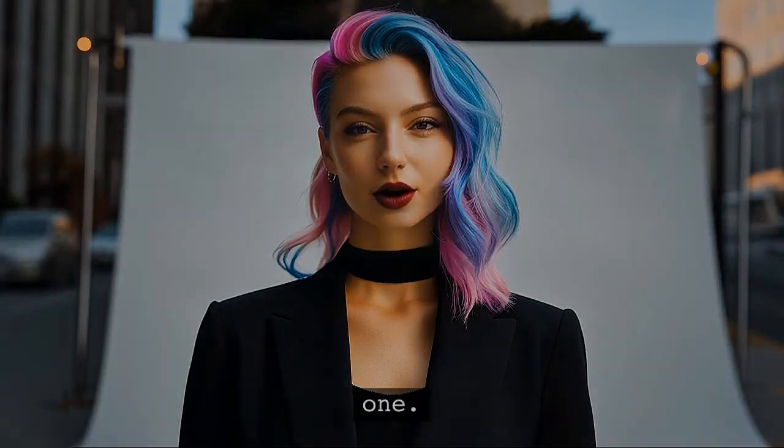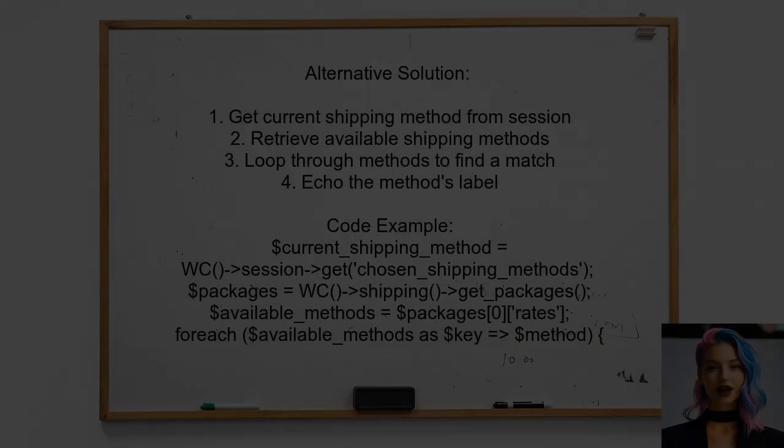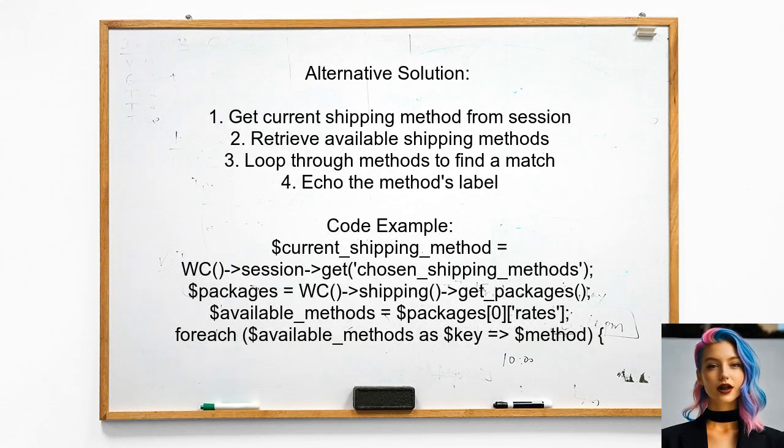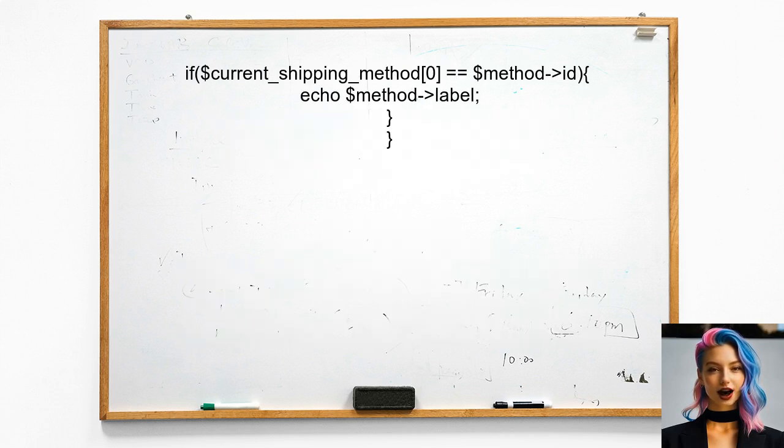Let's take a look at another one. An alternative solution provided by another user involves retrieving the chosen shipping method title by accessing the shipping packages. First, they get the current shipping method from the session. Then, they retrieve the available shipping methods from the packages. By looping through these methods, they check if the current method matches, and if so, they echo the method's label.